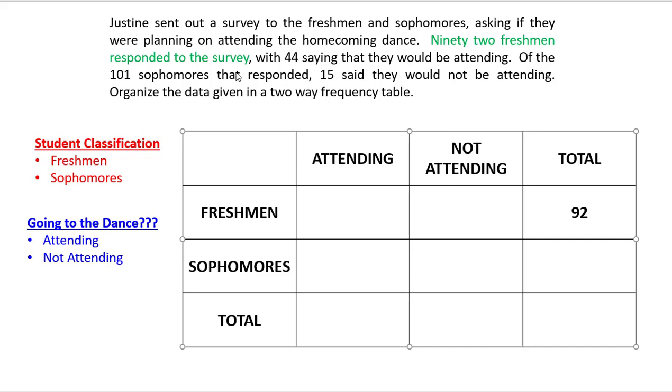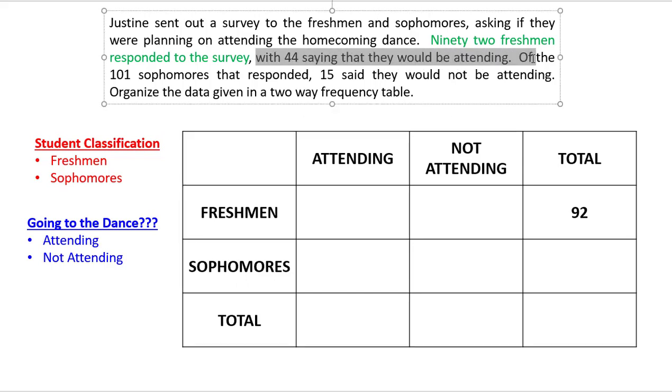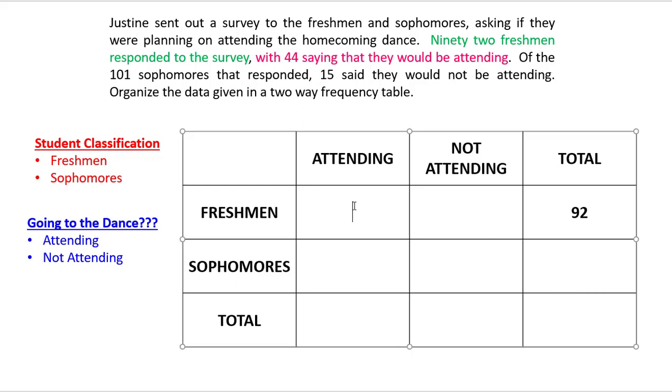So let's keep reading. With 44 saying that they will be attending. Okay, that's another part that we need to look at because it gives us another number. Well, who are the 44 we are talking about? Let's read the whole sentence. 92 freshmen responded to the survey, with 44 saying that they will be attending. This sounds to me that they are still talking about the freshmen. So out of those 92 freshmen, 44 are attending. So I will put in 44 for freshmen that are attending the dance.